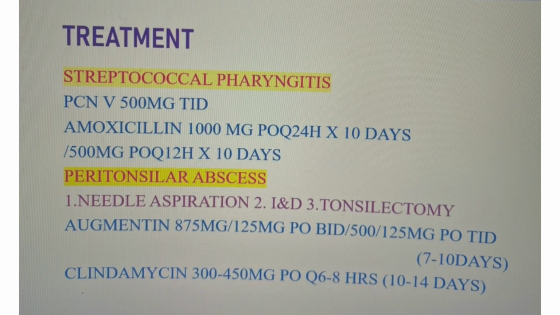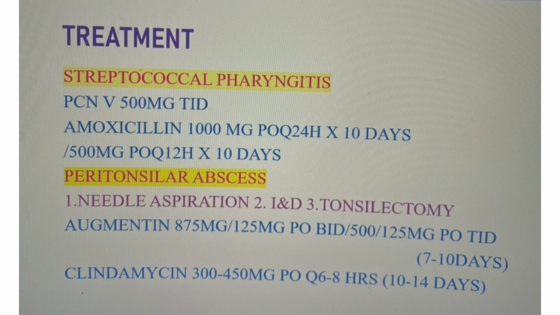Now the treatment of pharyngitis. For viral pharyngitis, we can do symptomatic treatment: analgesics for fever and pain, like Tylenol or ibuprofen. Advise the patient to drink a lot of fluids and take rest, and do saltwater gargles and throat lozenges.